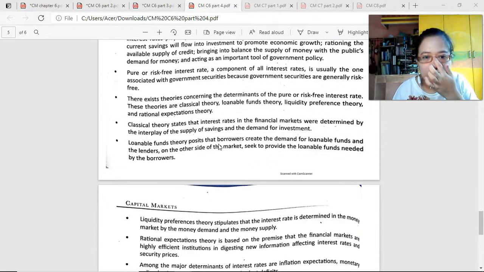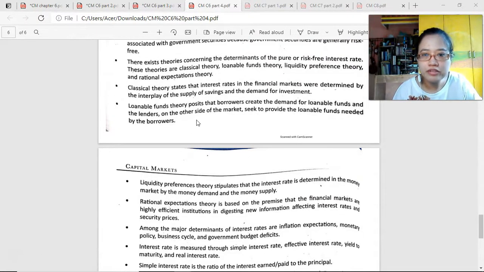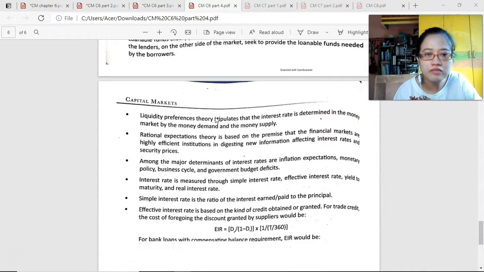Okay? Classical theory states that interest rates in the financial markets were determined by the interplay of the supply of savings and the demand for investment. Loanable funds theory posits that borrowers create the demand for loanable funds, and the lenders on the other side of the market seek to provide the loanable funds needed by the borrowers. To be honest, I feel that they're essentially the same. Okay, but just different wordings and probably different perspectives.